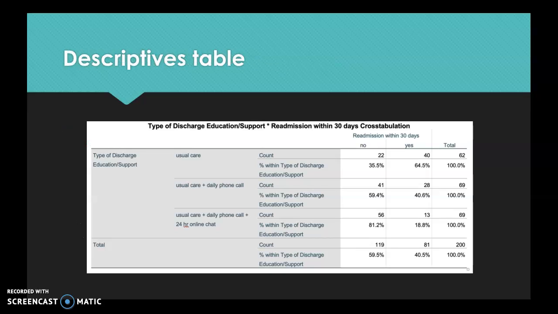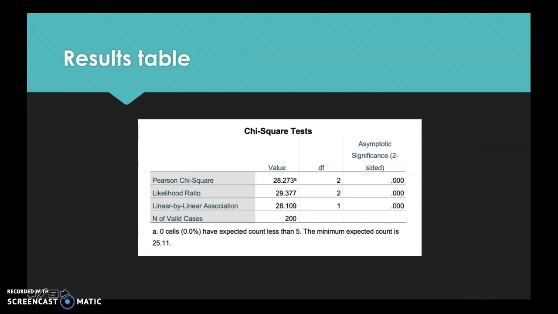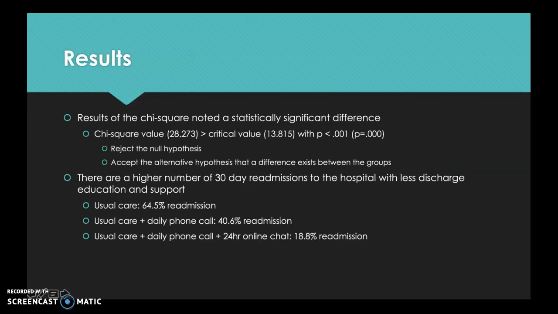Here is the cross-tabulation table where you can see the number of 30-day readmissions within the hospital at each level of discharge, education, and support. After the chi-square was run in SPSS, you can see the chi-square value was 28.273. The critical value for this data was 13.815 with a p-value less than 0.001, which is lower than the calculated chi-square value, indicating that the null hypothesis is rejected and the alternative hypothesis is accepted.